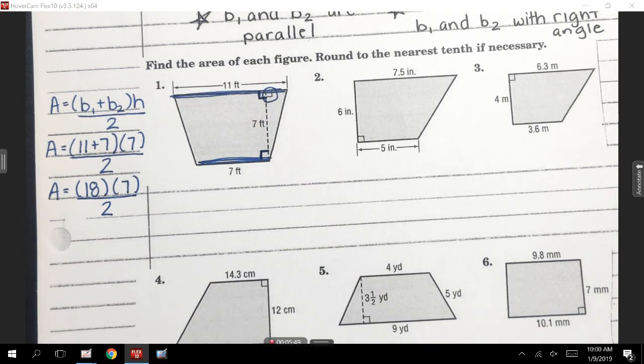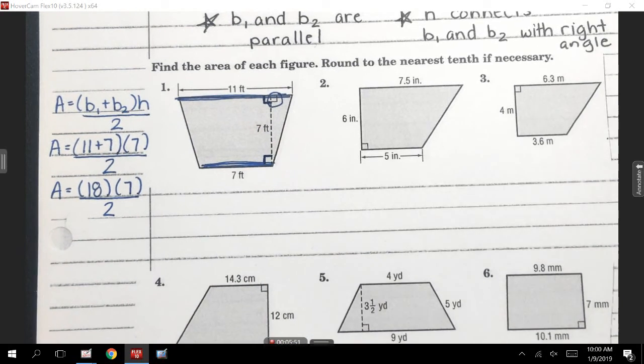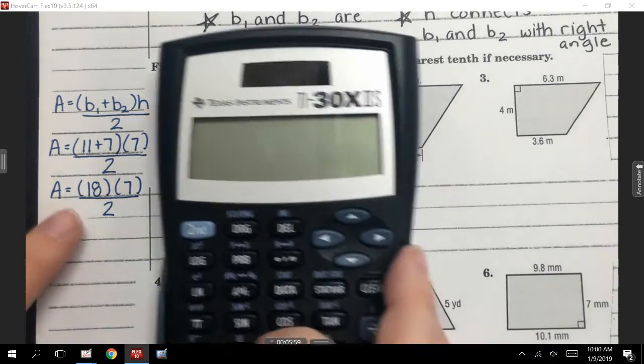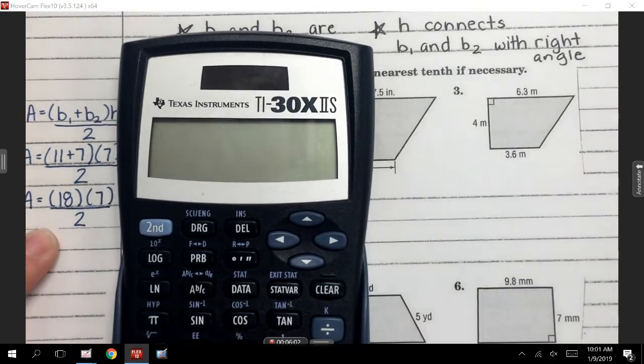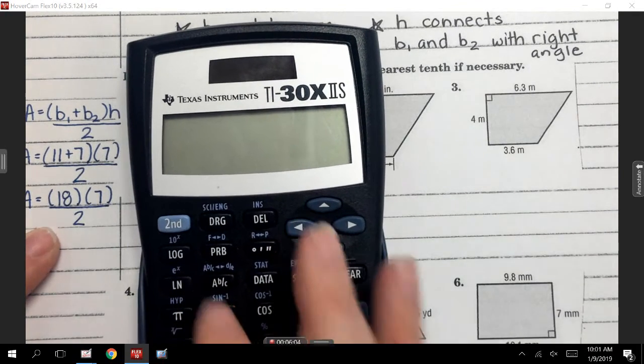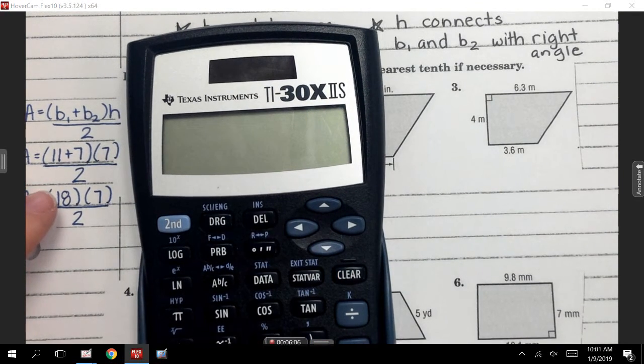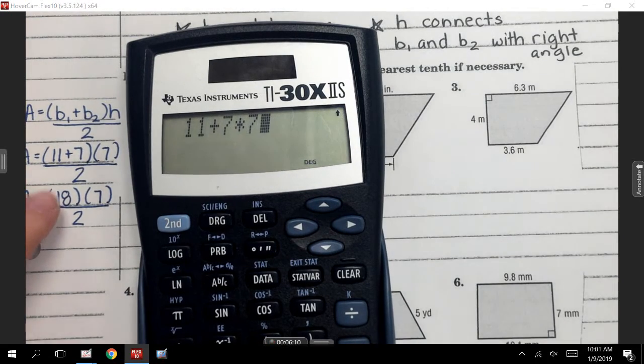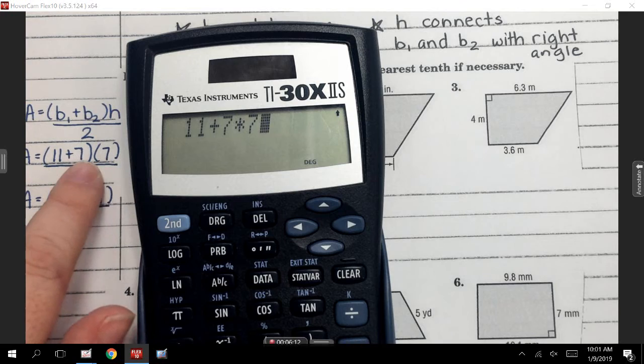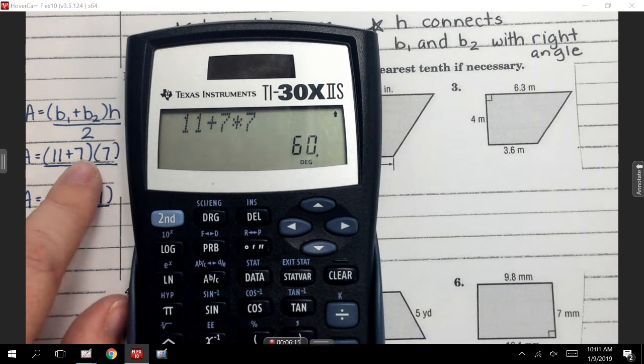All right? And the reason that I'm telling you to do it this way is this is going to help your calculator. Because, guys, this calculator is only as smart as what you put in it. And if you put stuff in it the wrong way, it's going to give you the wrong answer. So I want to show you something real quick. I don't want you to do anything, I just want you to watch. If I type in 11 plus 7 times 7, isn't that what that said right there? If I type that in, it gives me the answer of 60.